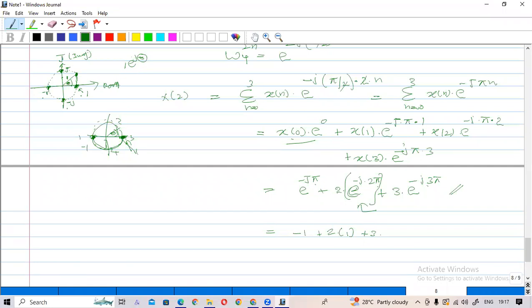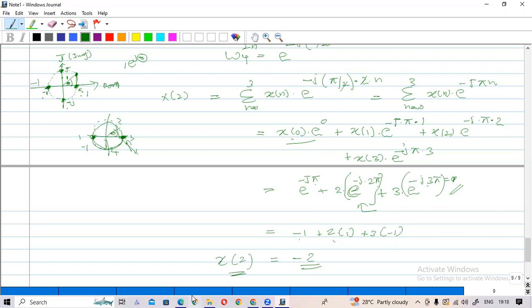What is minus 3π? You are rotating in this direction, in this circle. This is minus π/2, this is minus π, this is minus 3π/2, and this is minus 2π. So you are at this point, so that is minus 1. So e to the power minus j3π is equal to minus 1. So you can have minus 1 plus 2, that will be plus 1, plus 1 minus 3, that will be minus 2. So that is the answer of x2.